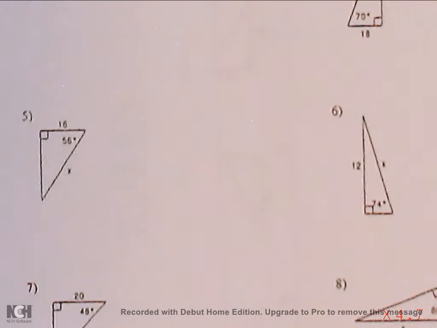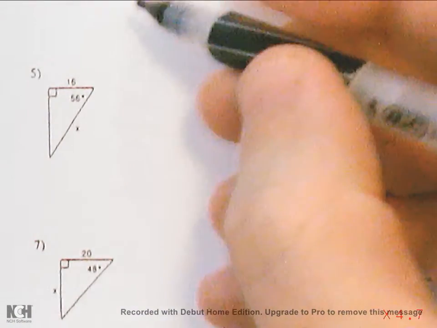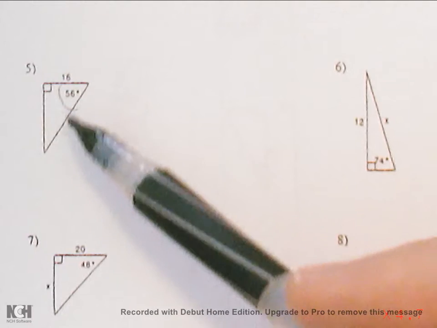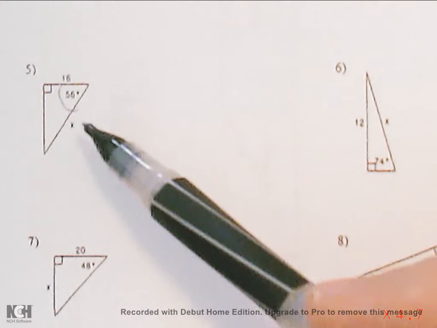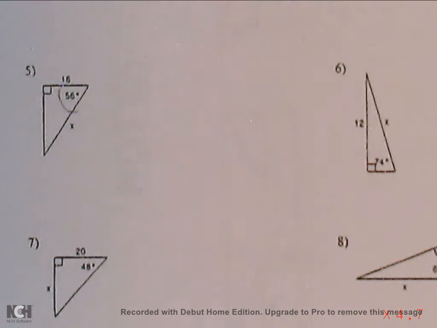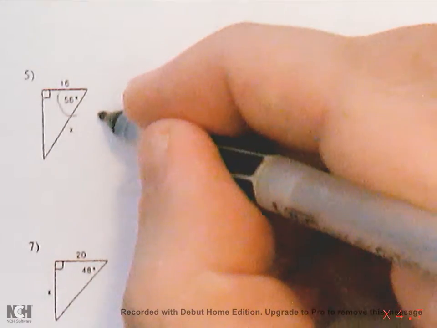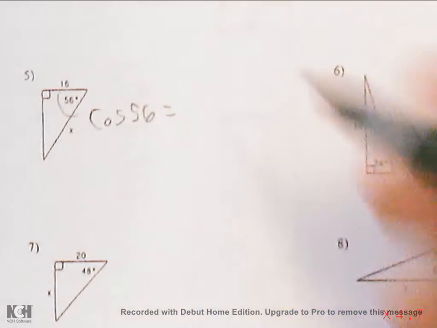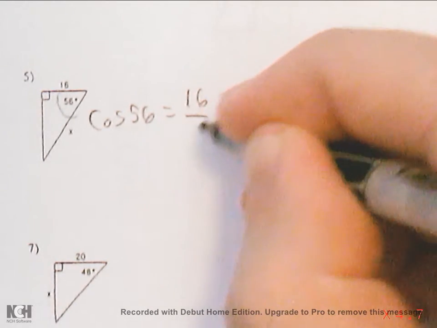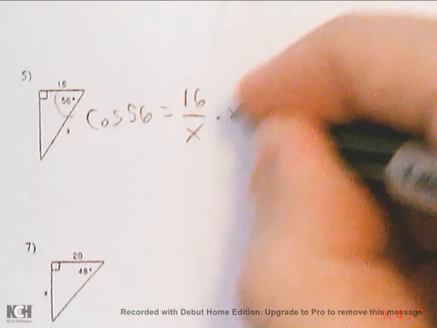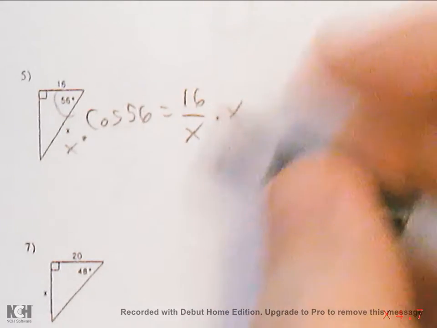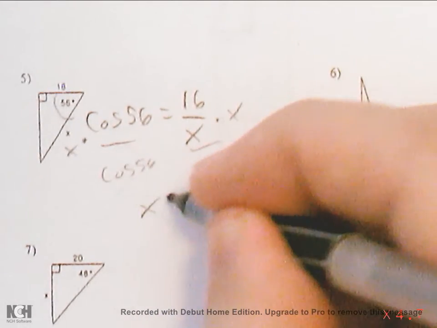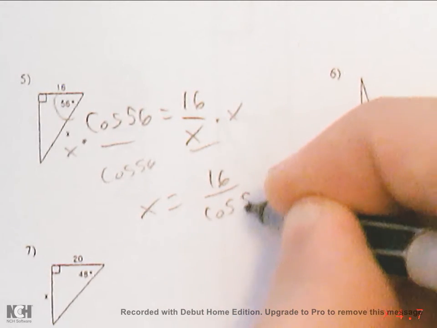Let's look at this one right here, number 5. I have this angle right here, and I know this side, and I know this side. That side is adjacent, and that side is the hypotenuse. So that would be an example of a cosine. The cosine of 56 would have to equal the ratio between the adjacent side and the hypotenuse, so 16 over x. Same idea: I'm going to multiply by x, and then divide by cosine 56 on each side, and you get x is equal to 16 divided by cosine of 56.